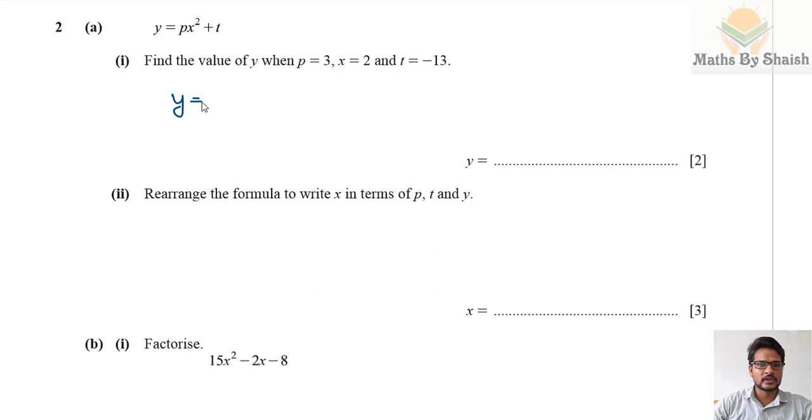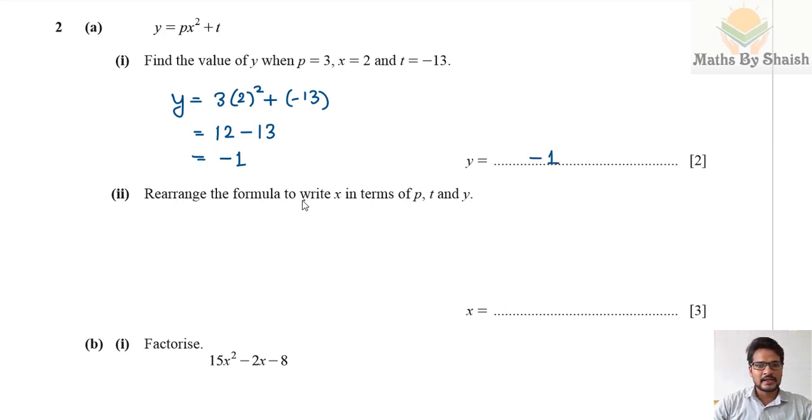So y equals p x square plus t, that is 3 times 4 plus minus 13. Now we can calculate, or we can use the calculator also. 3 into 4 is 12, plus minus 13, and it is minus 1. So y is minus 1.